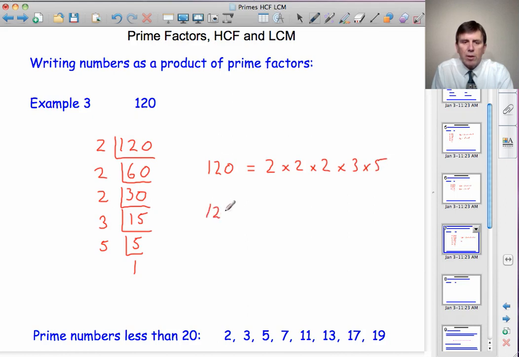Or I can write 120 is equal to, what does 2 times 2 times 2 mean? It means 2 cubed. 2 times 2 times 2 can be written as 2 to the power 3, multiplied by 3, multiplied by 5. And again, either of those answers is acceptable.